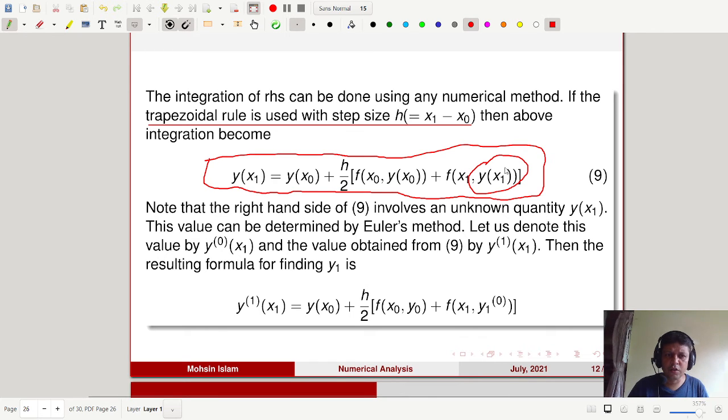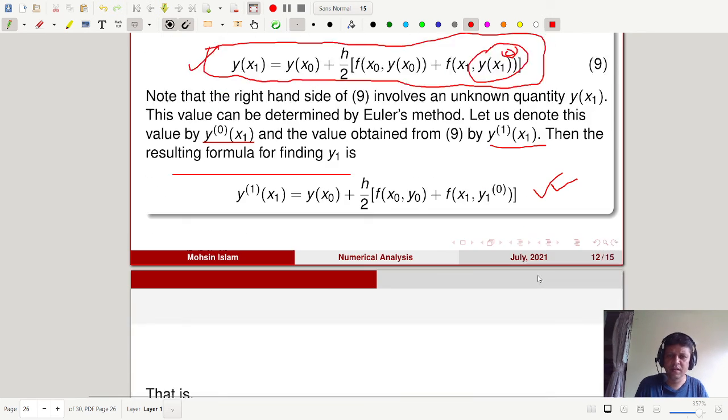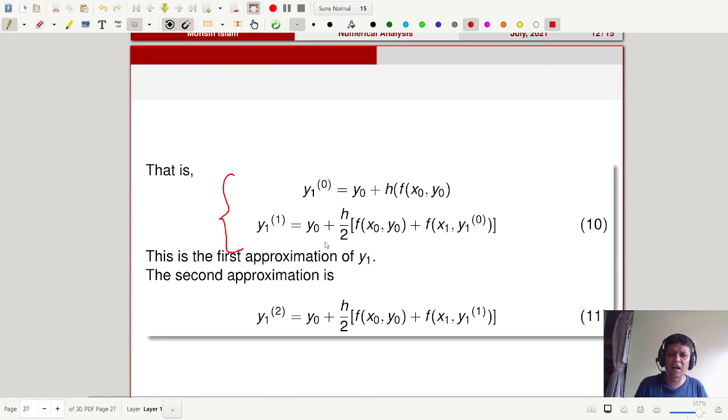Now this is the zeroth iteration. You can apply Euler's method to get the value. Let us denote this value by y0 at x1, and the value obtained from 9 by y1 at x1. If you substitute the value from Euler's method, you will get y1 at x1. So the current value is y1 at x1. Again, applying the resulting formula for finding y1, this is the modified form.